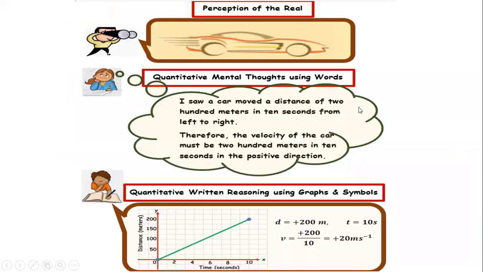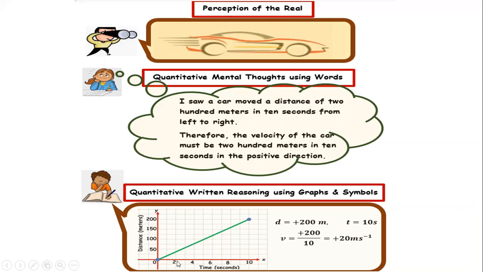Here you have another situation of perceiving a moving vehicle, and quantitative mental thoughts will be happening. So you can be saying, remember, quantitative is like measuring and counting. So you can say, I saw a car move a distance of 200 meters in 10 seconds from left to right. Therefore, the velocity of the car must be 200 meters in 10 seconds in the positive direction. So all these words can now be translated to diagrams, to a graph.